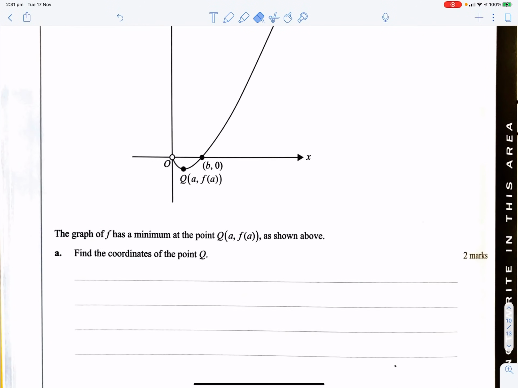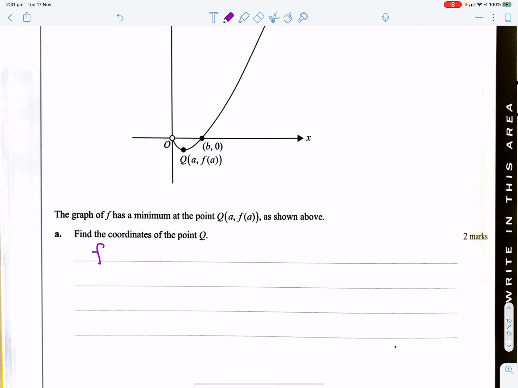Well, we know it's a turning point. So if f of x is x log e x, f dash of x, derive that, we get 1 times log e x. Derive the log e x, we get 1 on x, and times it by x, we get log e x plus 1.